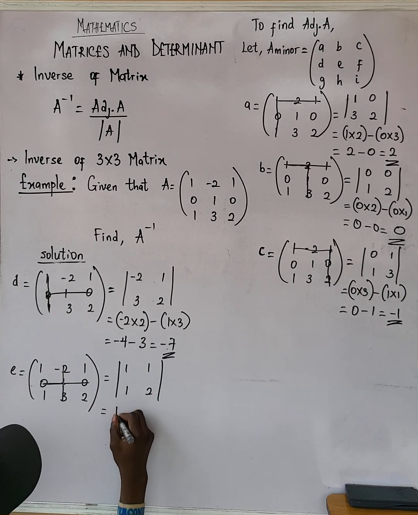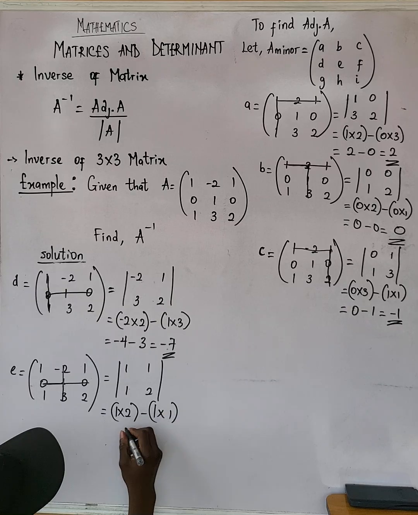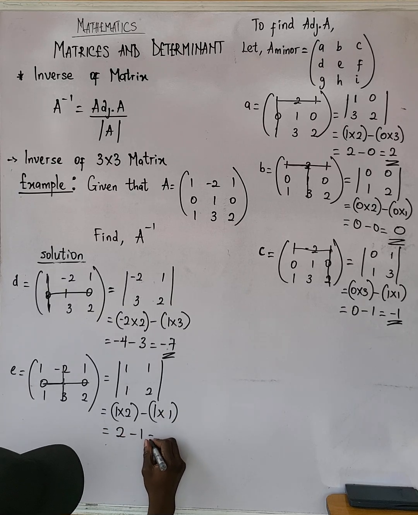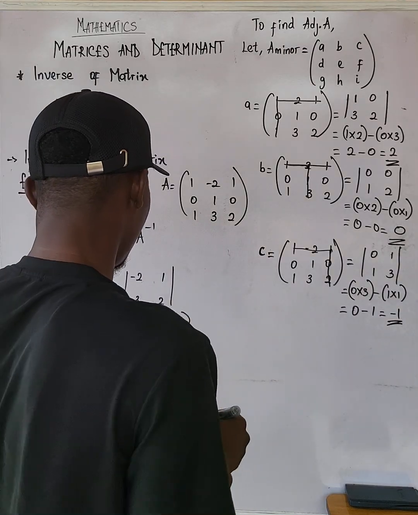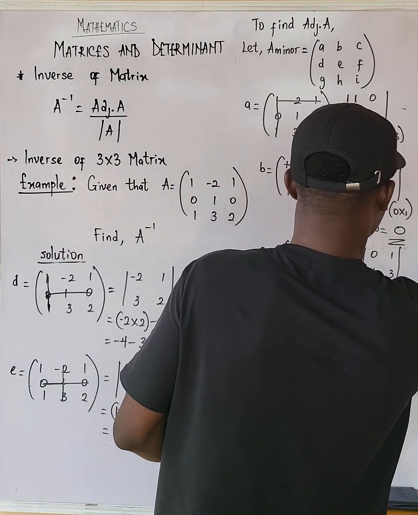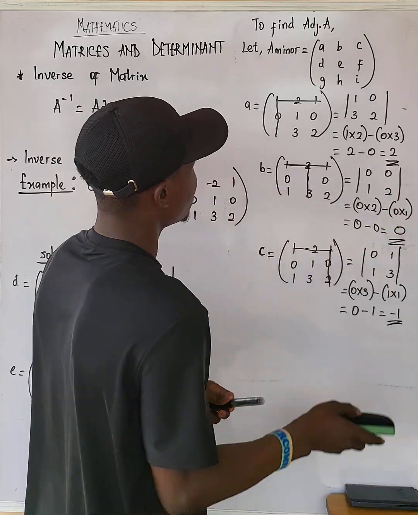So what do we have? We have 1 multiplied by 2 minus 1 multiplied by 1. So that will give us 2 minus 1, that will give us 1. So for D and E, D is minus 7, E is 1. So I have to clean this part.